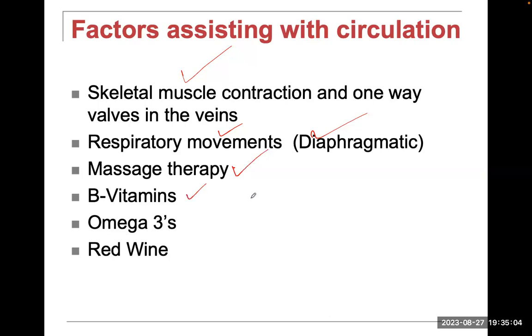B vitamins, especially niacin, can keep the blood thin. That's why when people take niacin, sometimes they flush and their cheeks turn very, very red. The omega-3s help to thin the blood. Garlic helps to thin the blood. Vitamin E can thin the blood. Red wine or resveratrol can thin the blood.